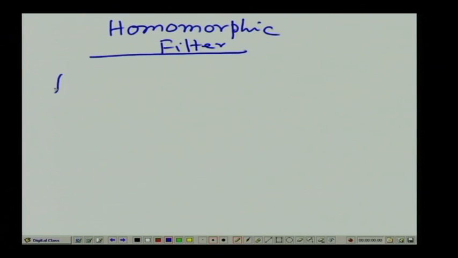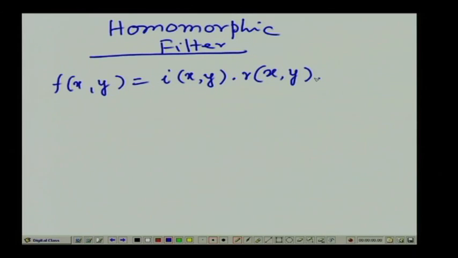That is, f x y, we have earlier said, can be represented by an illumination term i x y multiplied by r x y, where r x y is the reflectance term. Now, coming to the corresponding frequency domain, because this is a product of two terms, one the illumination and the other the reflectance, taking the Fourier transform directly on this product is not possible.